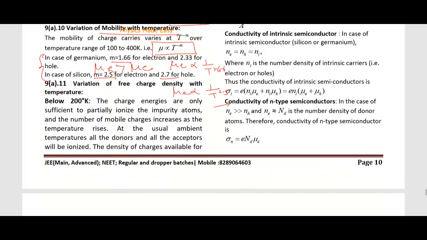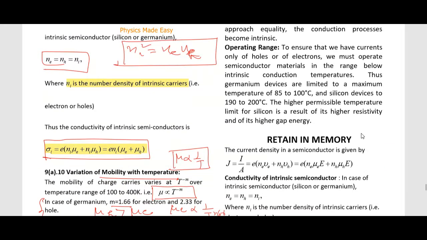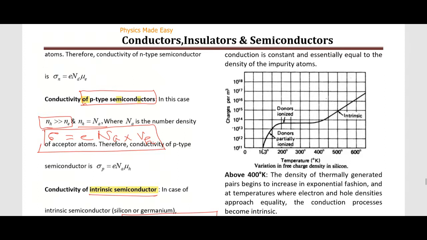And now, below 200 Kelvin, the thermal energies are only sufficient to partially ionize the atoms. I will directly analyze the graph. At very low temperature, 100 Kelvin, donors are not ionized. At this temperature, donors are partially ionized. As we increase the temperature, more and more donors get ionized, the number of charge carriers increases and current increases. And here, all the donor atoms have been ionized. If we still go on increasing the temperature, then from here the semiconductor will stop acting as an extrinsic semiconductor because all the donors have been ionized. From here onwards, it will behave as an intrinsic semiconductor.